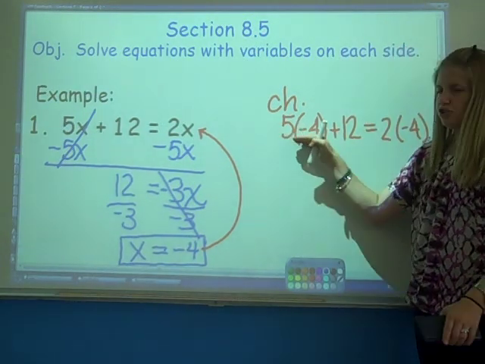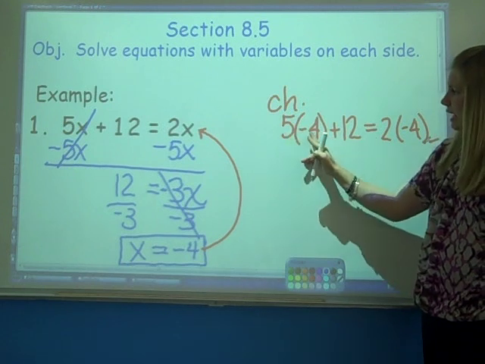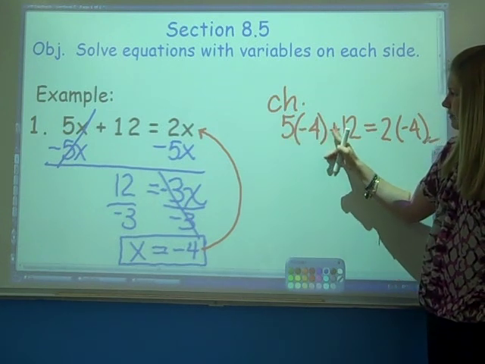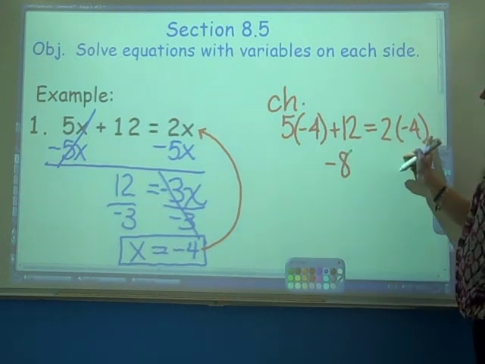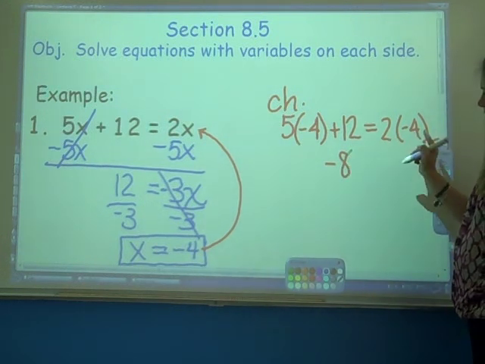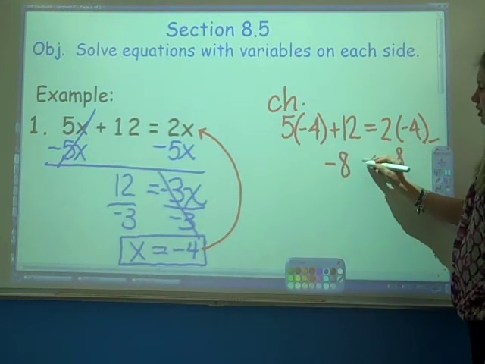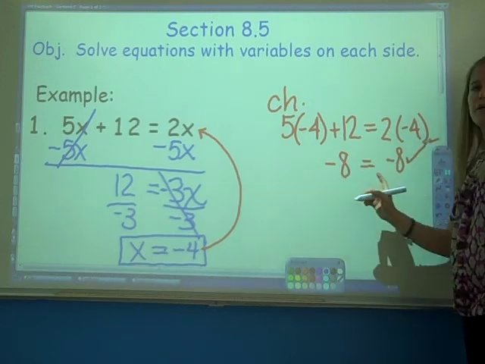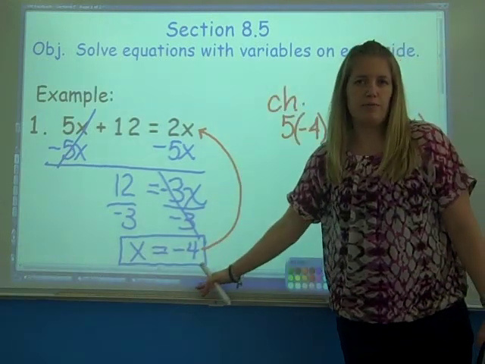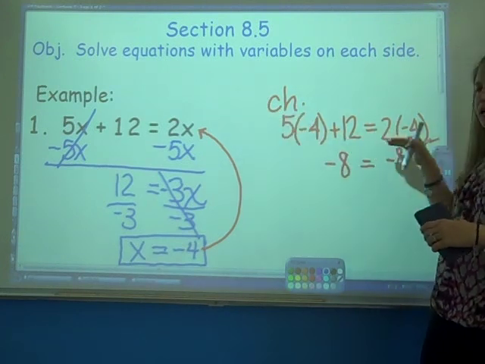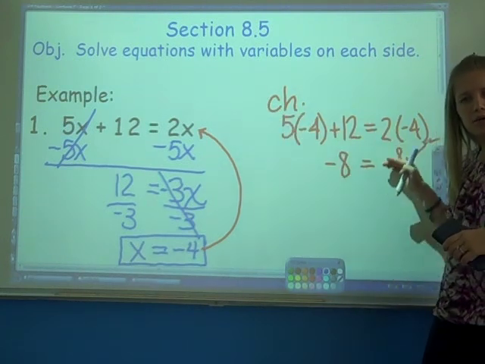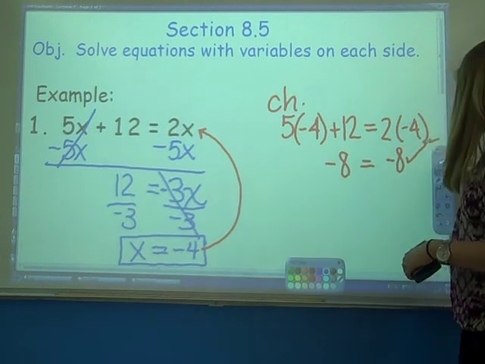Okay, if I simplify just this side of the equal sign, I get negative 20. Negative 20 plus 12 will give me a negative 8. If I do this side of the equal sign, 2 times negative 4 is negative 8. And look, they both equal each other, so we know that this checks out. So when you do a check, you plug it in, and this time you're going to be doing things on both sides of the equal sign until you get a number. Okay.